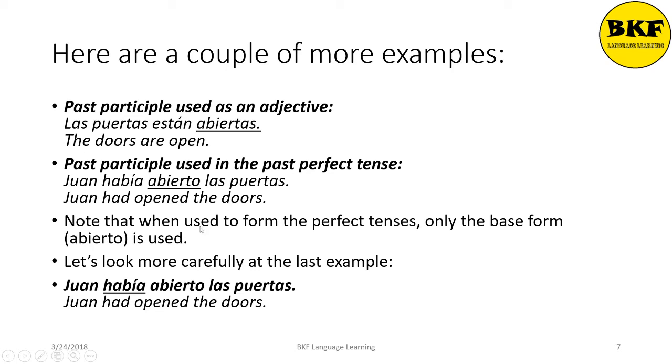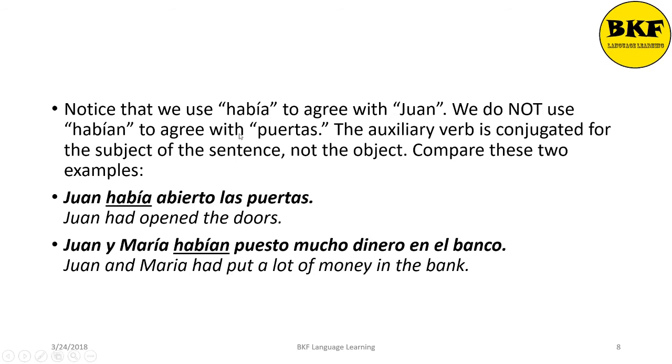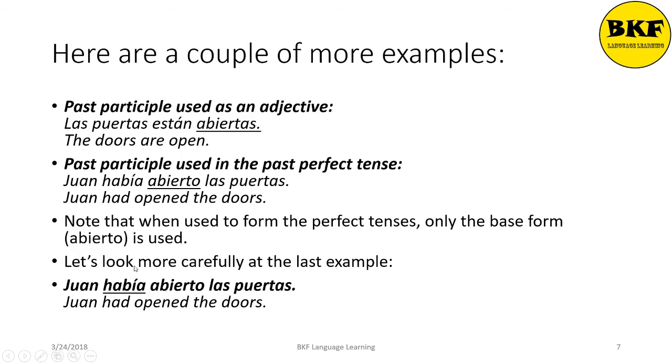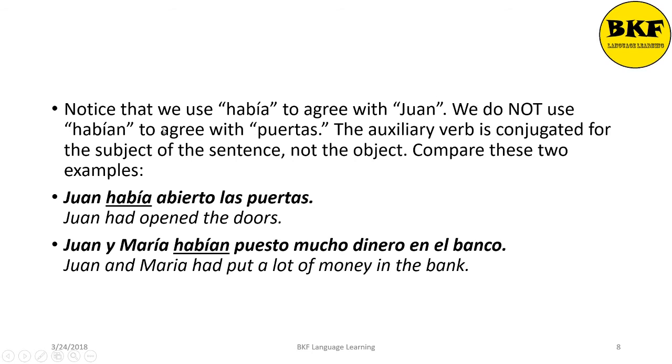Let's look more carefully at the last example. Juan había abierto las puertas, which means Juan had opened the doors. Notice that we use había to agree with Juan. So we have changed this form to agree with the subject. Juan is the subject. We do not use habían to agree with puertas. The auxiliary verb is conjugated for the subject of the sentence and not the object. Compare these two examples. Juan had opened the doors. Juan había abierto las puertas.